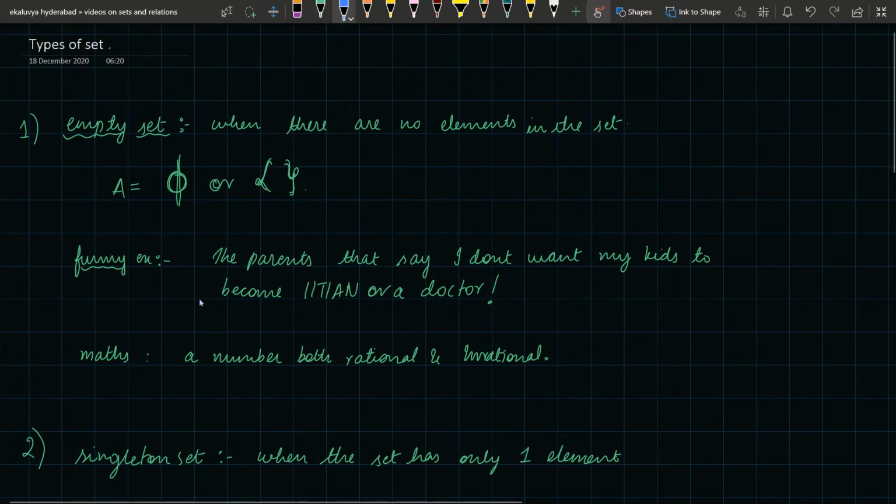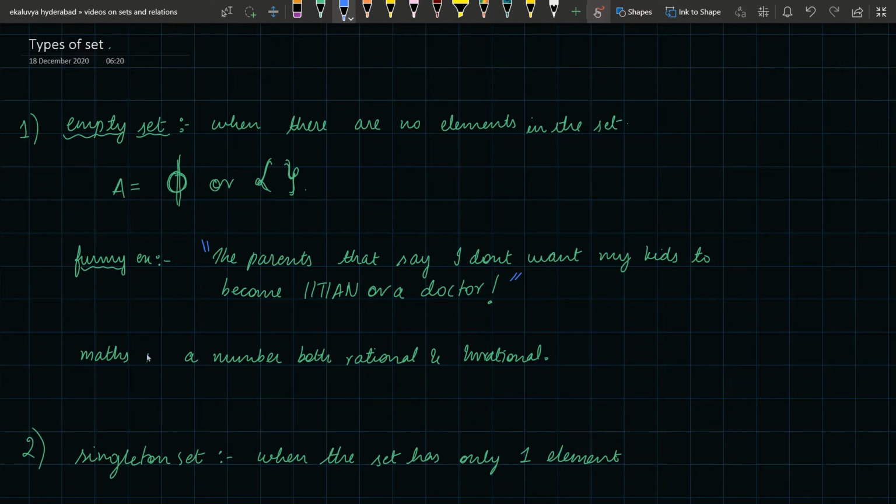And there is an example. I'll give you a funny example so that you understand what it is. The set of parents that say, "I don't want my kids to become an IITian or a doctor," that is an empty set. Nobody in the world says that their kids don't want to be an IITian or a doctor. That is an empty set.